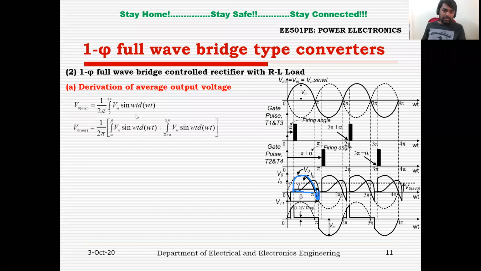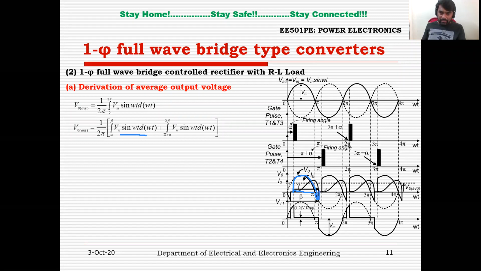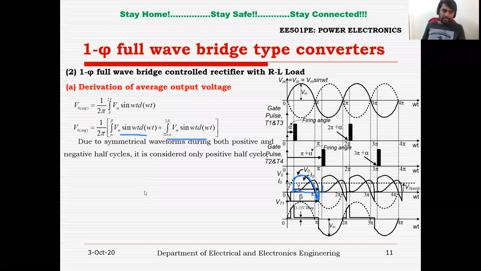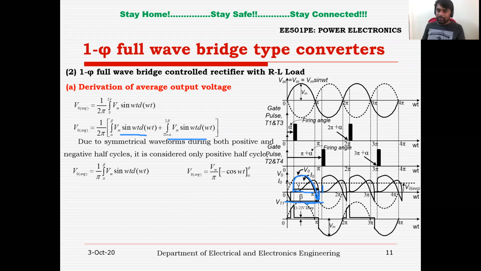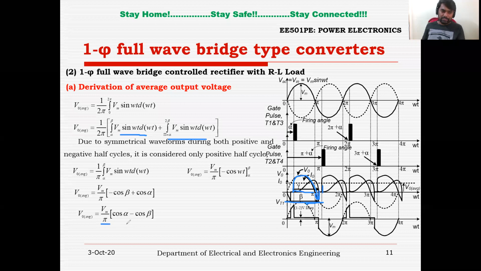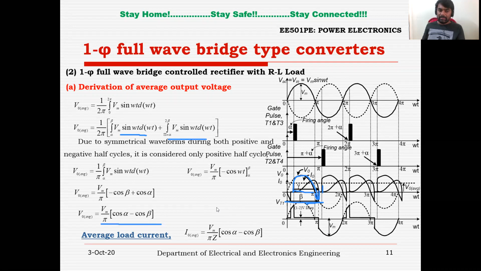So now I can write directly alpha to pi, Vm sin omega t. Similarly, pi plus alpha to beta, we will get some voltage across the load, which is Vm sin omega t. But due to symmetrical waveform, I will consider only one half cycle, 1 by pi, because I am considering only one half cycle, this area, right? Alpha to beta, we are getting some voltage, which is Vm sin omega t. So integration of sin omega t is minus cos omega t, and just substitute the upper limit and lower limit, you will get this expression. Vm by pi, cos alpha minus cos beta. And the current expression can be written like this.